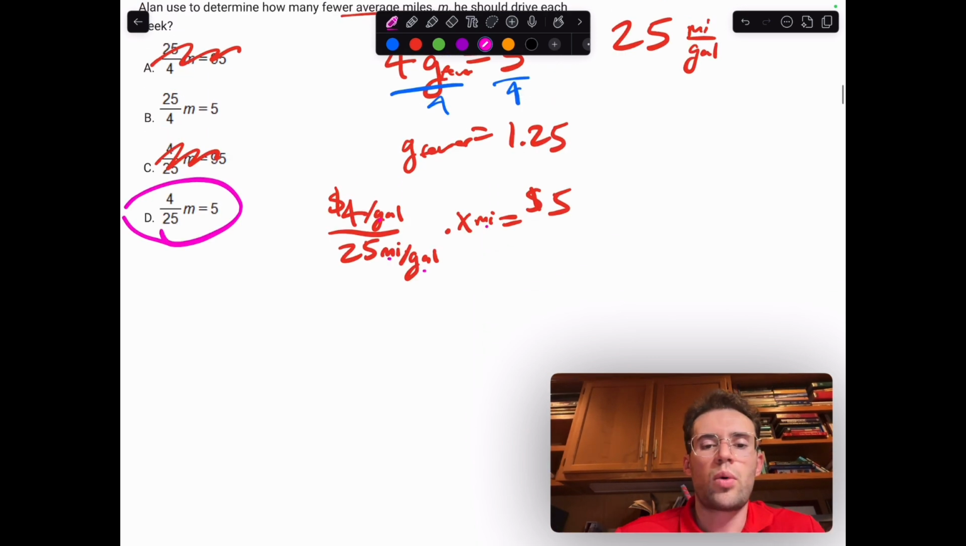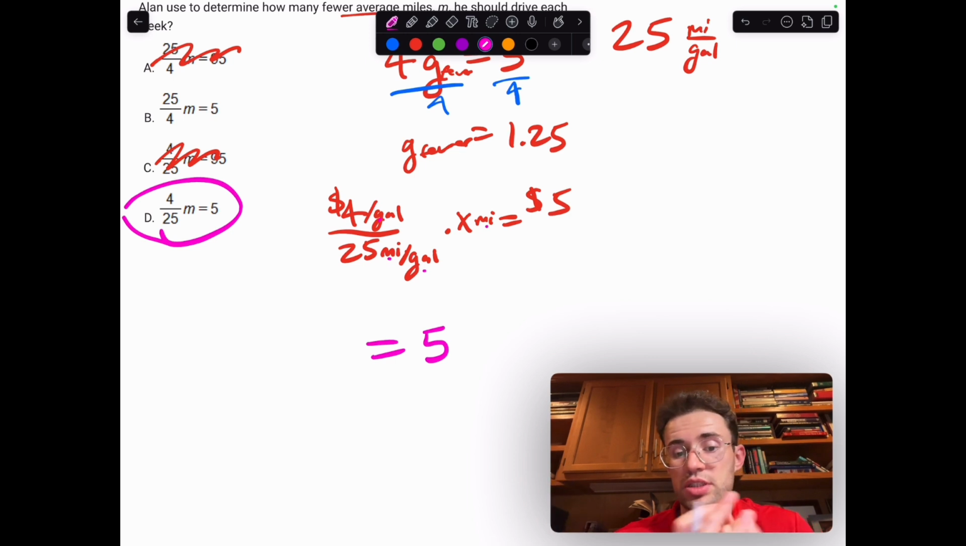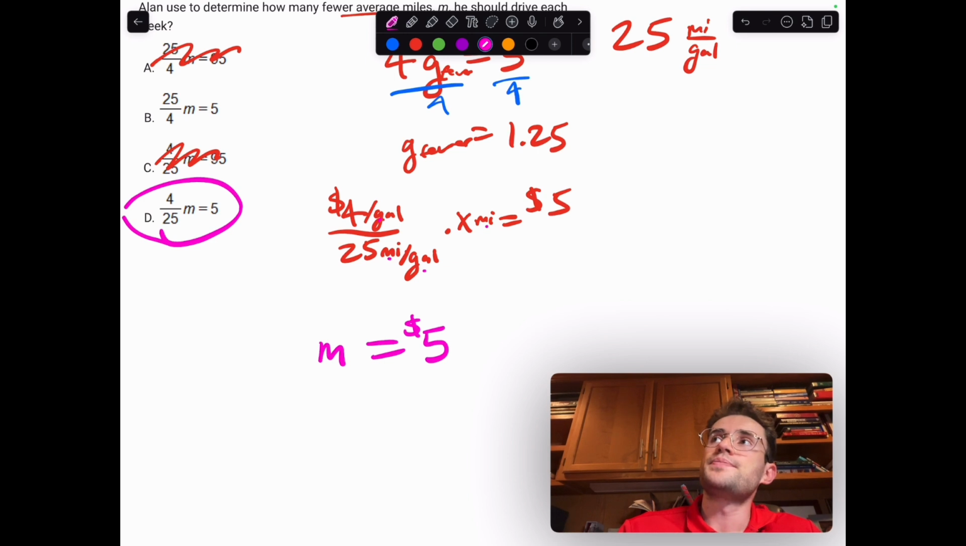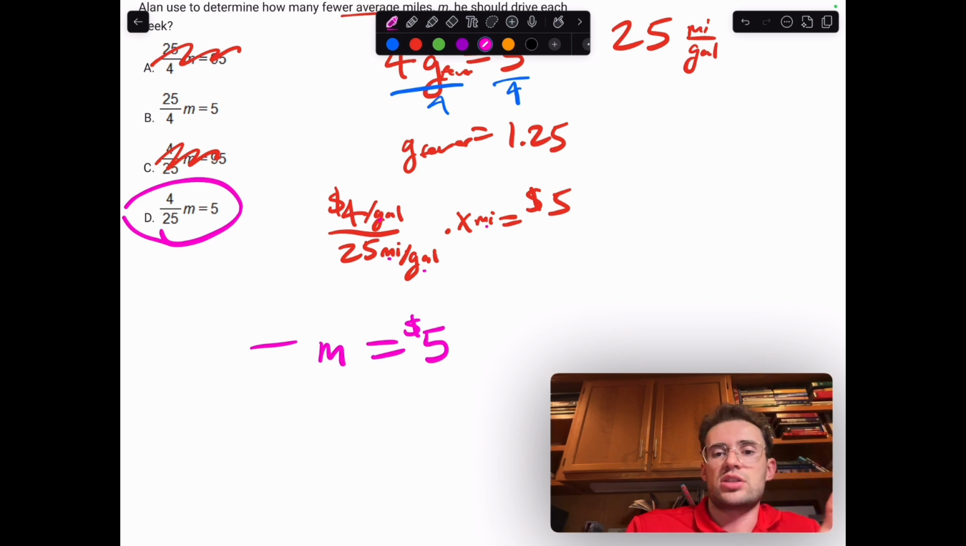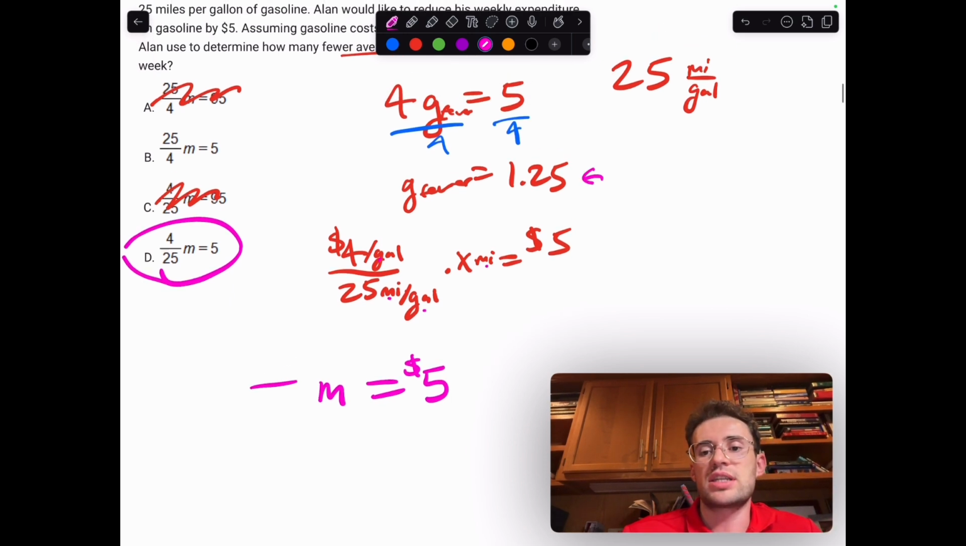But essentially, he wants to save $5, right? So that's why 5 is over here. 5 is the ultimate goal, is saving $5. Okay, I'm going to put the unit just so you can keep track of it. M is your number of miles. So how many miles do you have to drive to save $5? Well, 25 miles per gallon. So essentially, if you wanted to know how many gallons you have to save, which we did above, right? The number of gallons you have to save is 1.25, which is 5/4. You'd set it up like this: 4 times the number of gallons equals 5. So that's why the 4 can be up here.